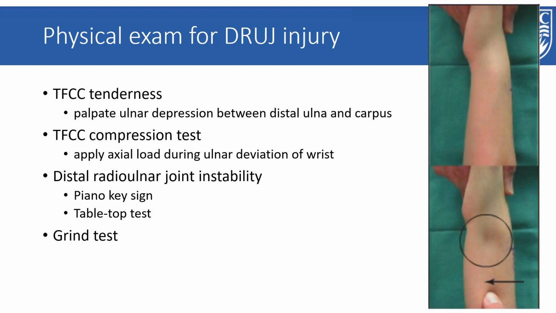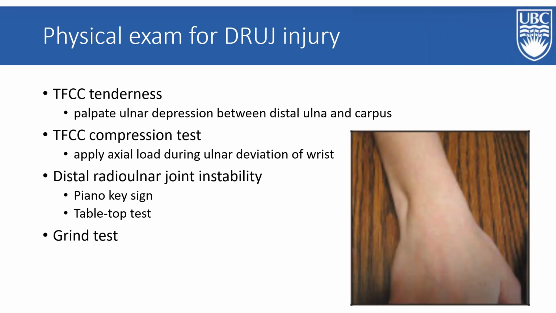The piano key test is positive when the ulna head is depressed volarly with the examiner's thumb, and it springs back like a piano key when the examiner releases it, suggesting instability. The tabletop test is done by asking the patient to press both hands on a flat table with forearm in pronation. Finally, the grind test is done by compressing the distal ulna and radius with the examiner's hand and producing a grinding motion, which elicits pain to suggest presence of an arthrosis.